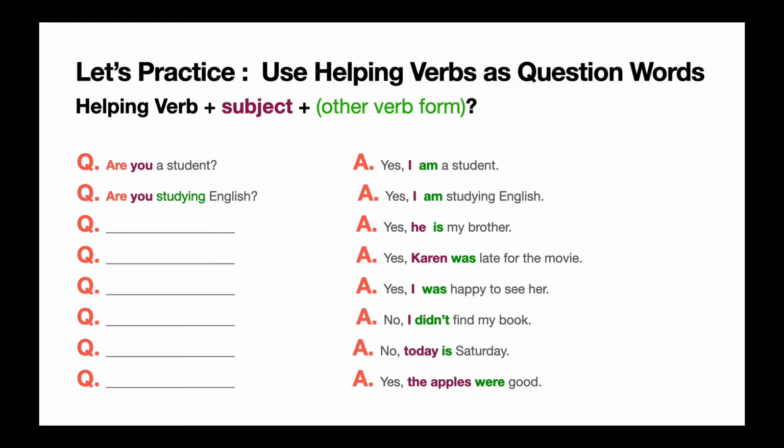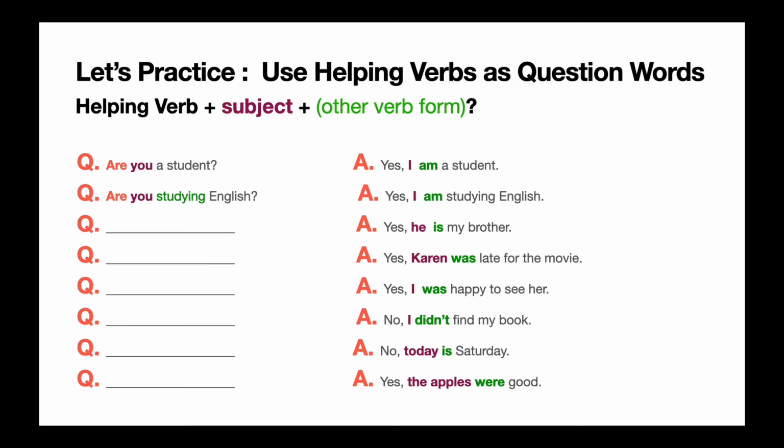So let's practice. Look at the answers to these yes-no questions and, using the helping verbs, create the questions that would go before these answers. So for example, the answer to the first question is yes, I am a student. So the question would be, are you a student?